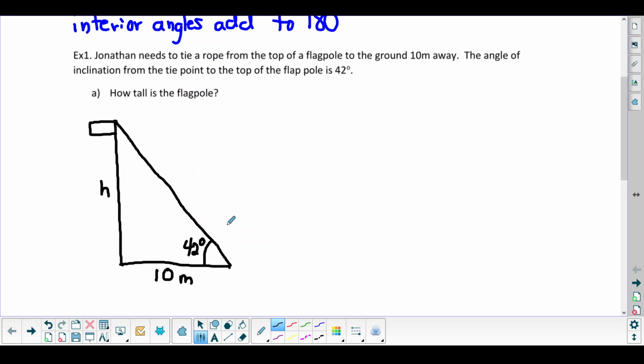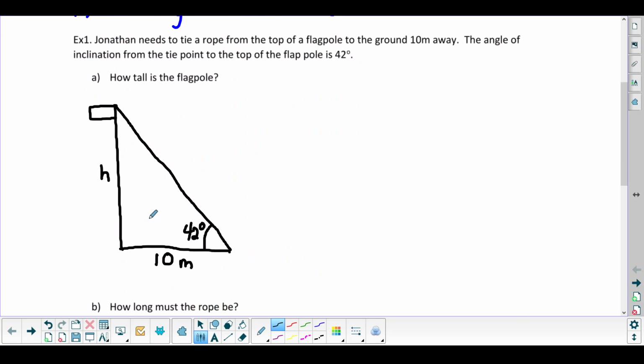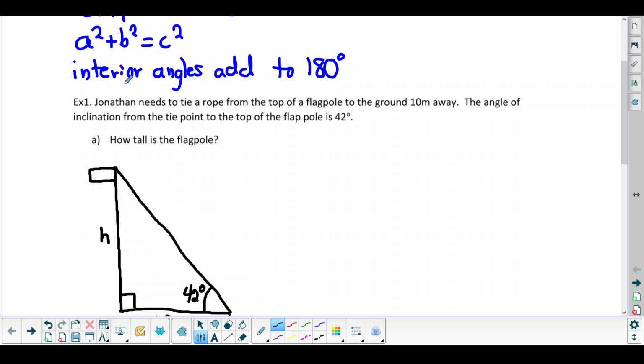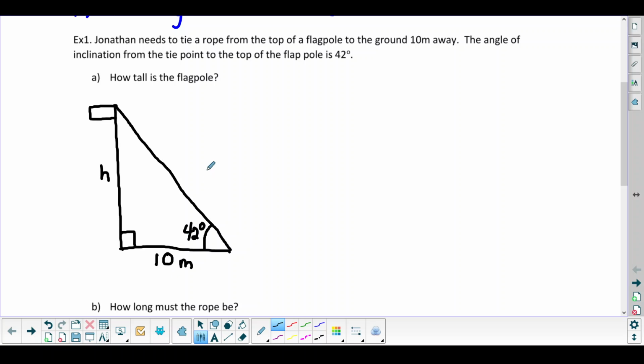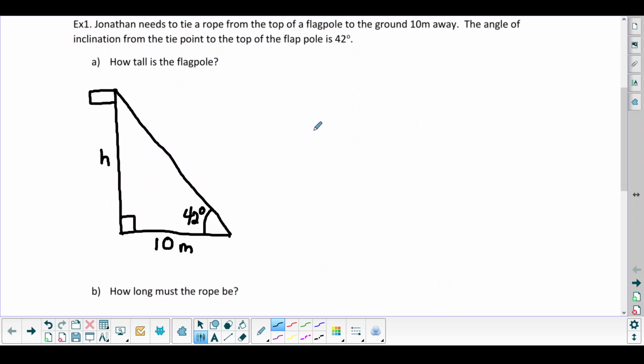Okay, so when we're doing a problem like this, we're going to look at the information we have and try to solve it. So our options are interior angles add up to 180 degrees. We could use that. We know this is a right angle between the flagpole and the ground, so that could tell us this top angle. But I don't know if that's really going to get us closer to finding h. Pythagorean theorem, we need 2 out of the 3 side lengths to do that, so that doesn't look helpful. So we're going to have to use SOHCAHTOA.